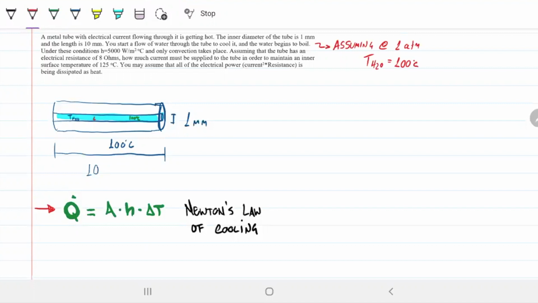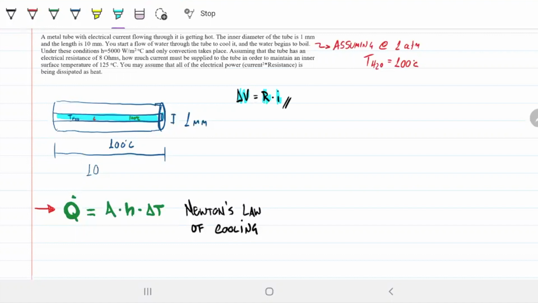Assuming that the tube has an electrical resistance of 8 ohms, if you recall what that means, the difference in voltage equals the resistance times the current. That's Ohm's law. Then you do the analogy with the thermal one, right? This is given in volts, this is given in amps, and this is given in ohms. So that will be the unit for electrical resistance.